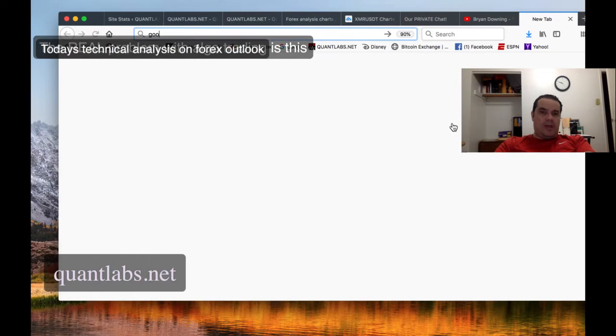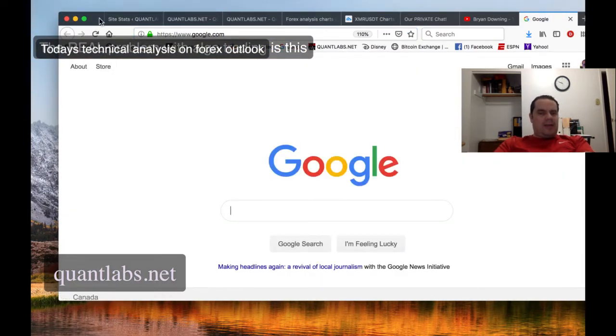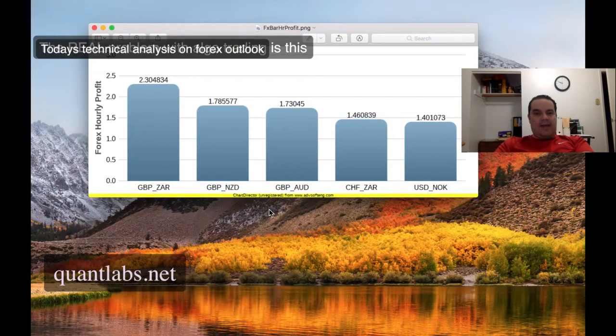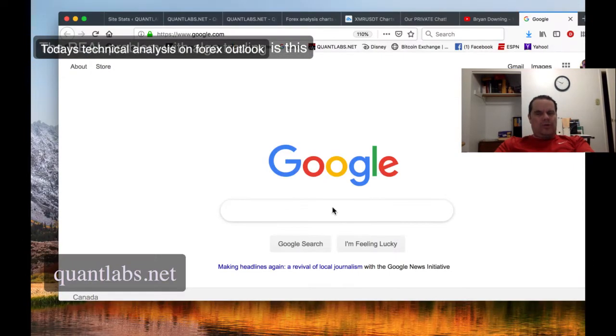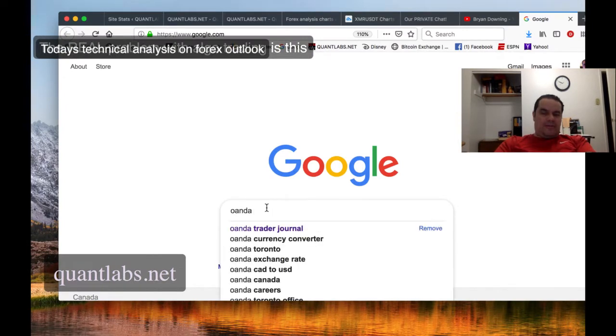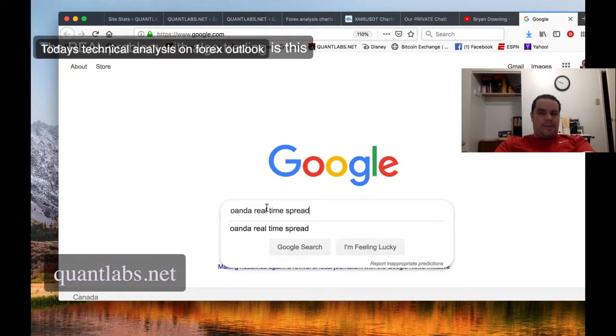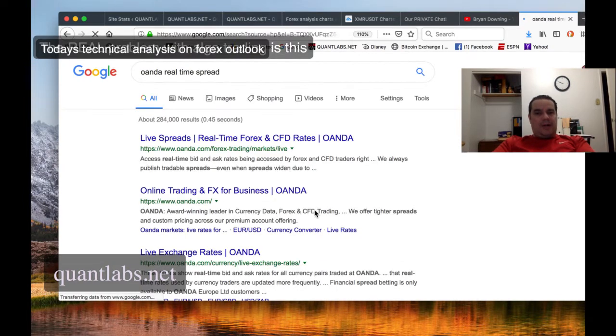One thing we need to take away is the spread cost between these pairs. And I can probably tell you out of that lot that we might have maybe British pound against the New Zealand dollar, British pound against the Australian dollar, and maybe, just maybe, the USD against the Norwegian. So if I go in here and look for real-time spread for Oanda in Google, it'll bring me up the cost. Live spreads, real-time forex, and CFD rates. So let's see what the costs are right now.